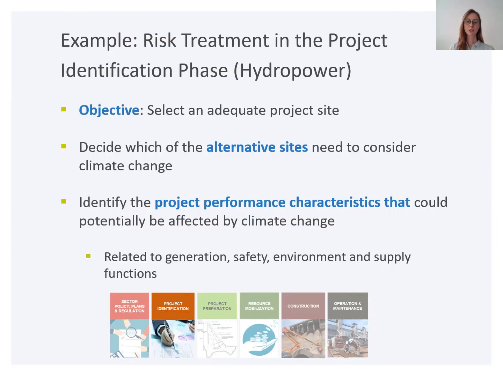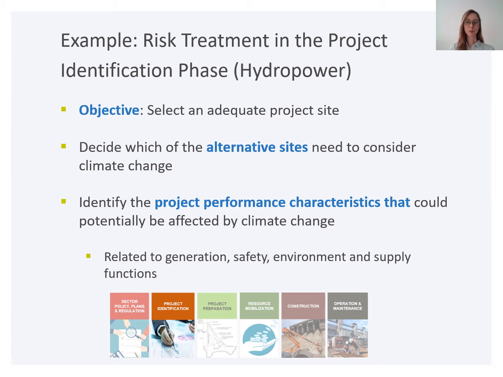So let's drill into the risk treatment step during the project identification phase for a hydropower infrastructure investment. Now, the overarching objective during this phase may be to select an adequate project site. So the aim of risk treatment during this phase is then to identify the different adaptation options that increase the resilience at different project sites. This may be part of a pre-feasibility study or reconnaissance study to identify potential project sites.